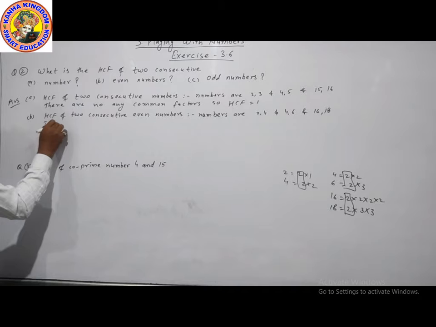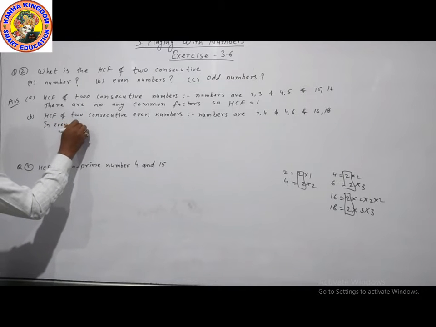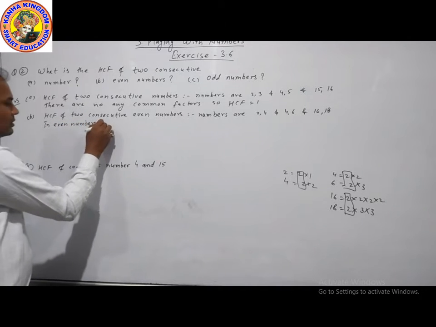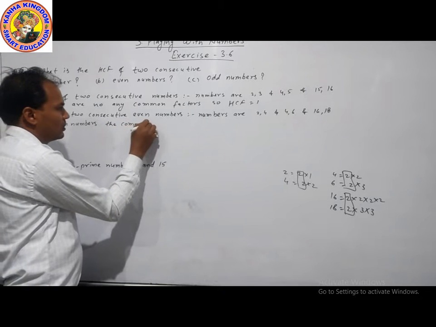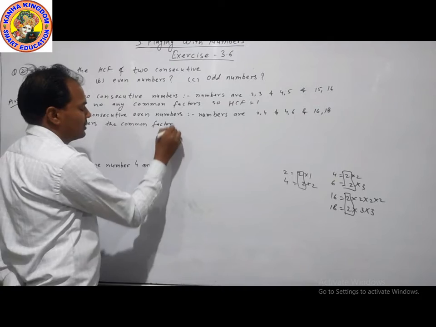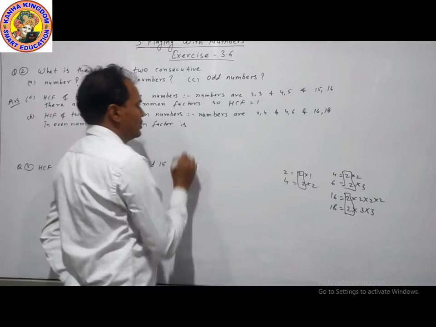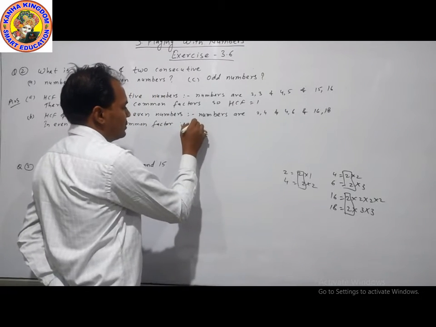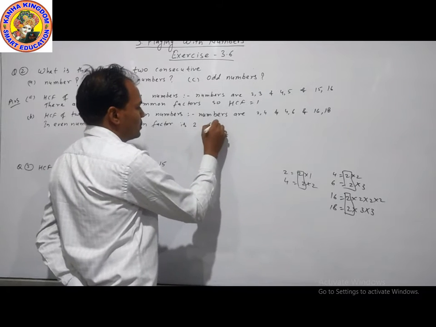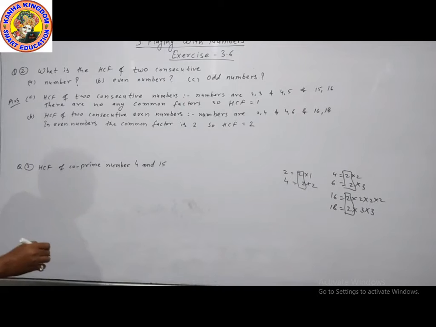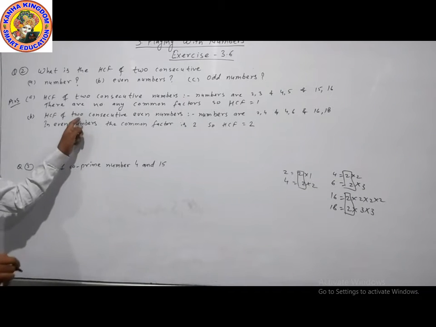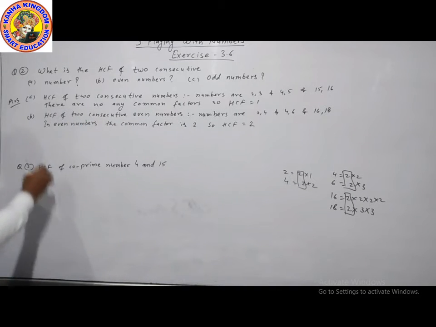So in even numbers, the common factor is 2, so HCF is equal to 2. The HCF is 2 for all consecutive even numbers.